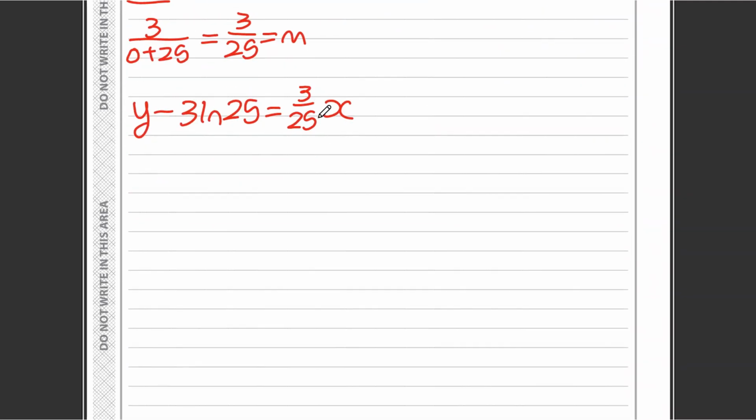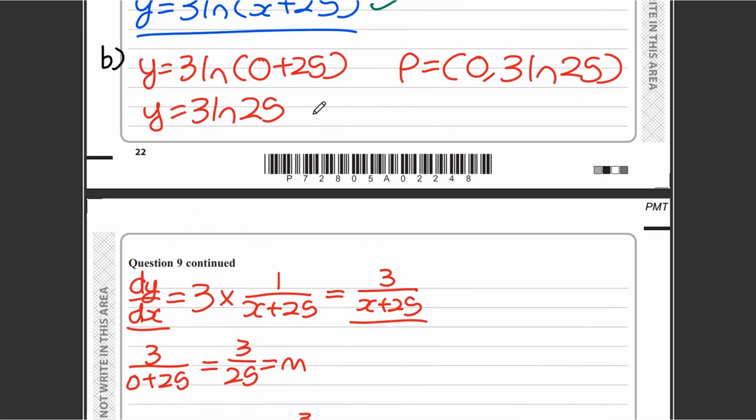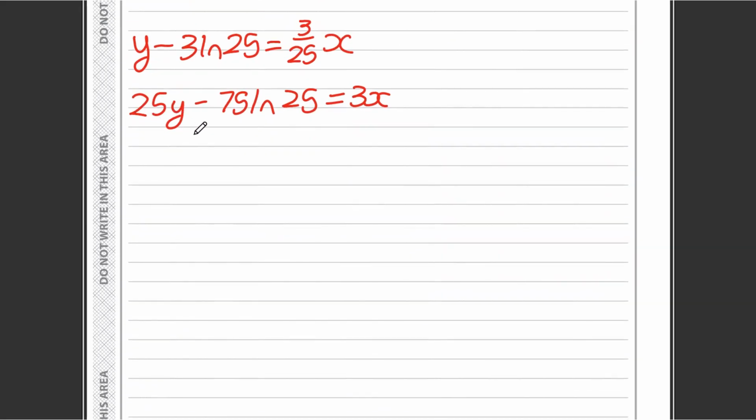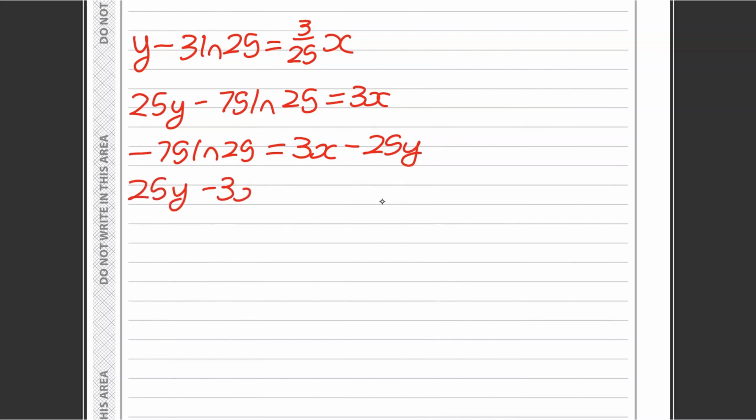So if we get rid of this 25 denominator by multiplying everything through by 25, it's going to be 25y minus 75 natural log of 25 is equal to 3x. Now for this equation, we need to get the x and y terms onto the same side. So if we move this 25y onto the other side, we get minus 75 natural log of 25 is equal to 3x minus 25y. And if we get rid of this minus here by multiplying everything through by minus 1, we get that it's going to be 25y minus 3x is equal to 75 natural log of 25.